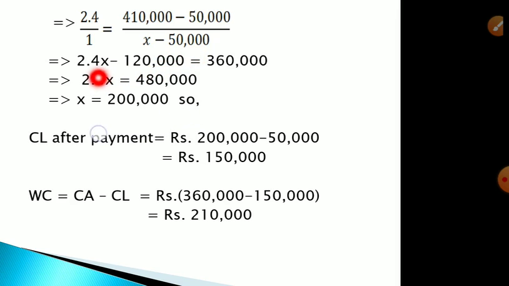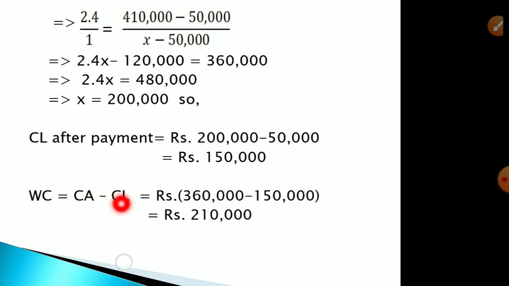So by cross multiplying, we will get the answer. We will get the equation to be 2.4x minus 1,20,000 is equal to 3,60,000. 2.4x equals 4,80,000. So the value of x, that is current liability, is 2 lakh. But we need to find the amount of current liability after payment. So from 2 lakh, I'll deduct 50,000. This will give us the current liability after payment, that is 1,50,000.